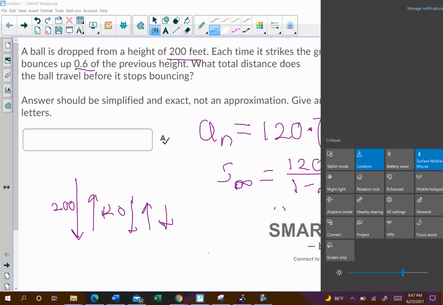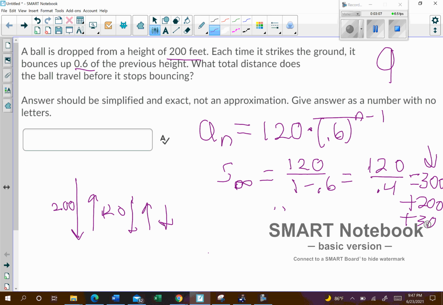And so, I'm just running out of room. Okay, so 300, and so when we add that all up right there, we're going to get a grand total of 800. And I apologize for that. There we go, 800. So we had to count the 300 twice that we got from doing the infinite series here, because it goes up, goes down. And then we also needed to add that 200 from the initial dropping height.